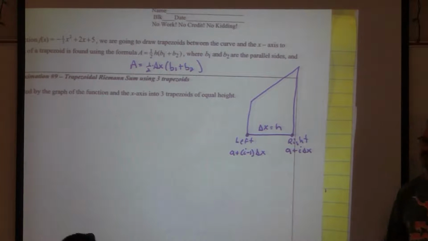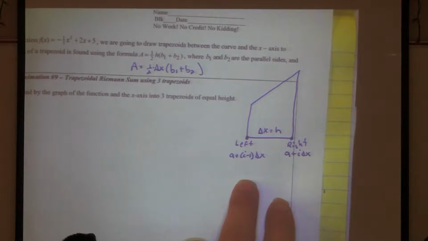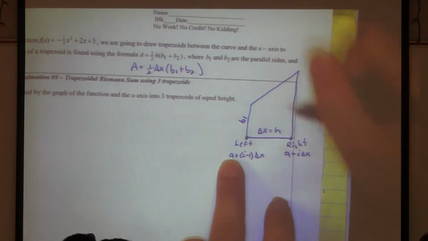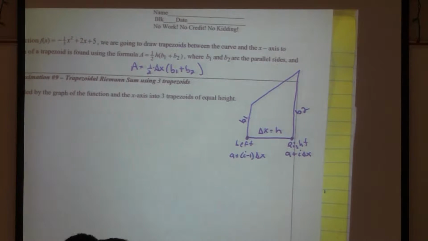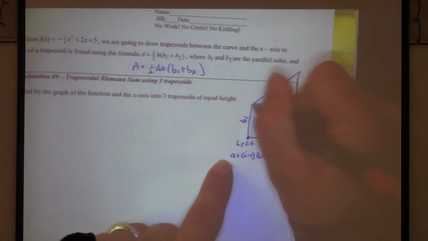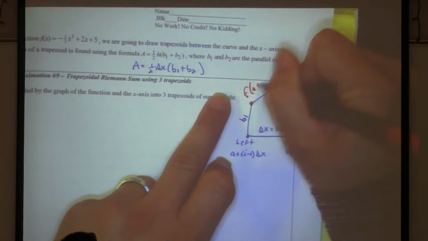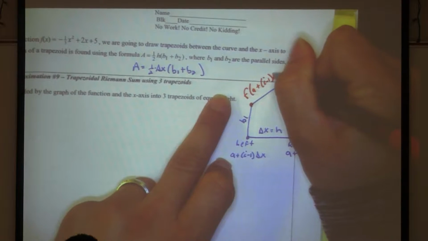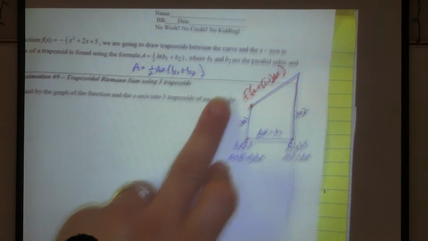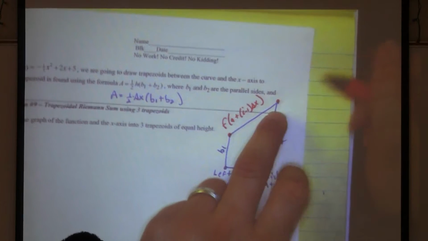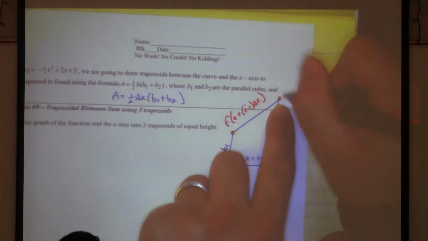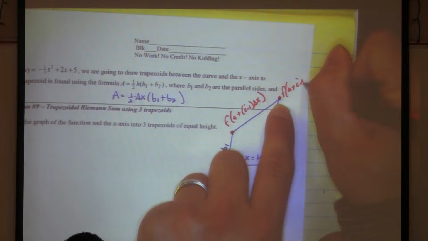What would be base 1 and base 2 for this trapezoid? This guy right here, right? And this guy right here? How would I figure out the length of those base 1s and base 2s? I would have to plug in this endpoint, right? Into whatever function I'm working with and get that. So that would actually be f of a plus I minus 1 delta x, right? And this guy over here, which would be base 2, would be f of a plus I delta x.